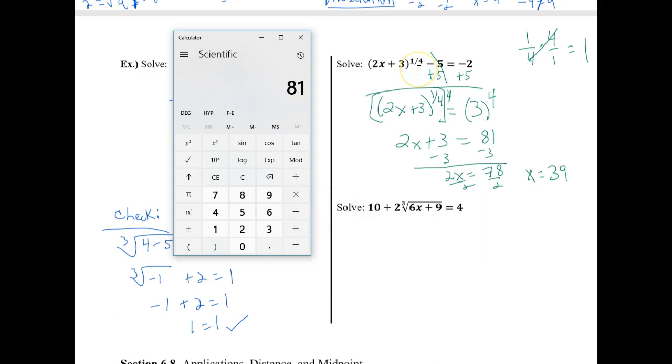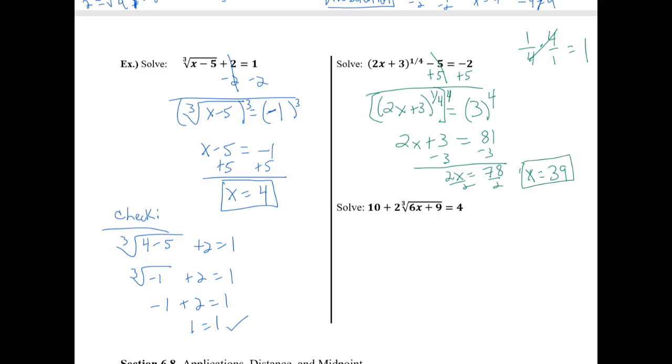The 1/4 exponent is the same thing as the 4th root. And the 4th root of 81, so 81 to the 1 divided by 4 root, is 3. If you weren't sure, you could always factor that, and you'll see 81 is 3 times 3 times 3 times 3. And then lastly here, so we took the 4th root, now we need to subtract 5. Does that give us negative 2? Yep, it does. So that is our solution here.